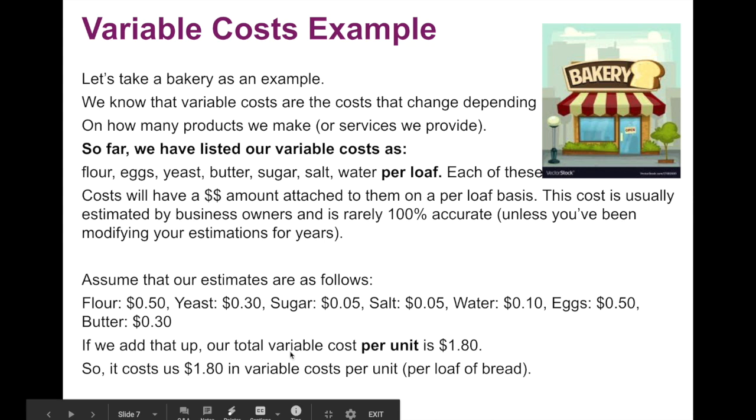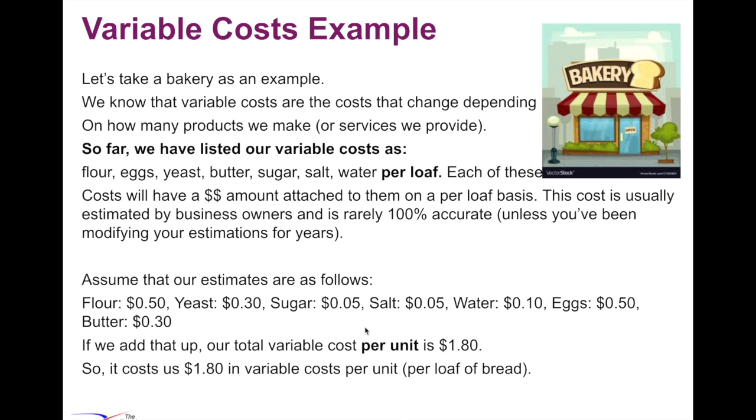If we add all this up, then our total variable cost per unit, or per loaf of bread, is $1.80. So, this plus this plus this plus this plus this plus this plus this equals $1.80. So that's what our variable cost is per unit. Usually we say per unit, and the word unit applies to whatever product we're talking about. So if we're talking about loaves, then a unit is 1 loaf. If we're talking about drills, most random example ever, then a unit would be 1 drill.